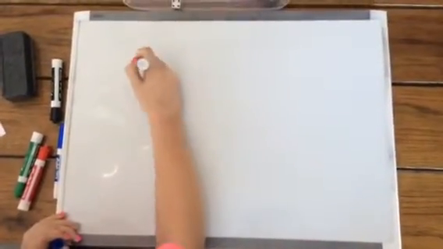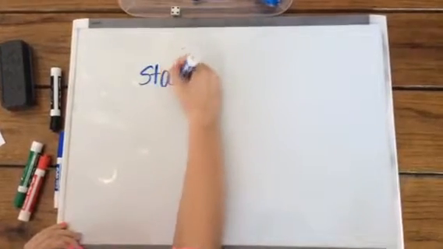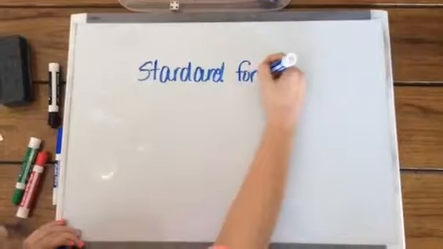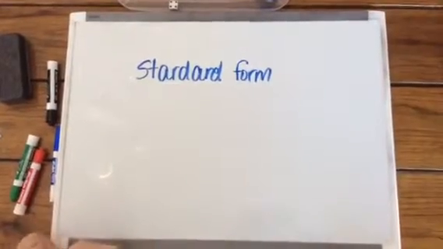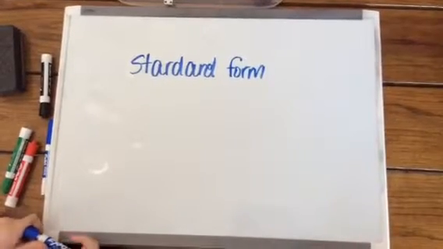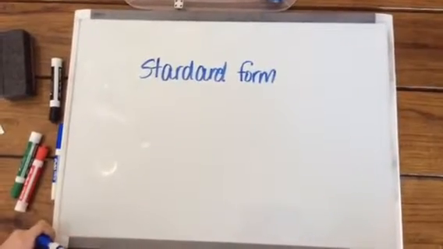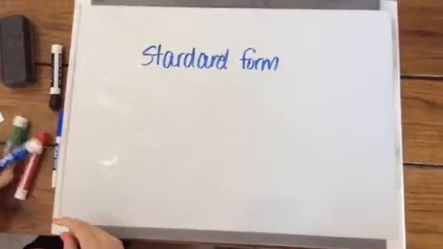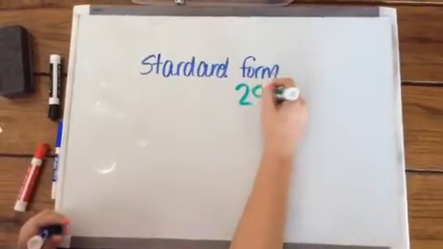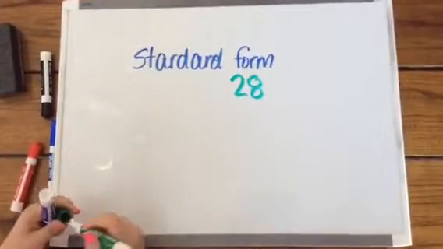The definitions that go with this lesson, first one is standard form. Standard form is the way we are most commonly used to seeing it. An example would be how you write it, just the number 28.